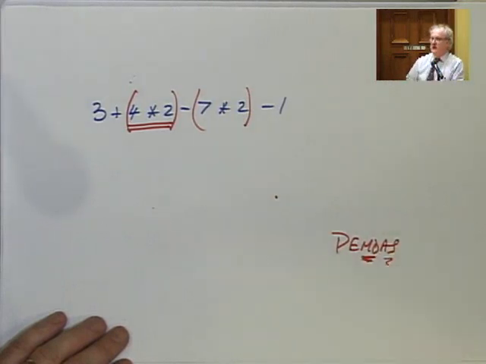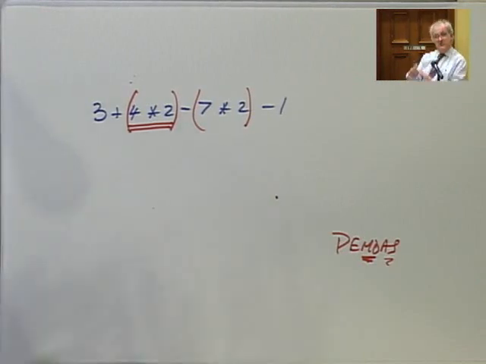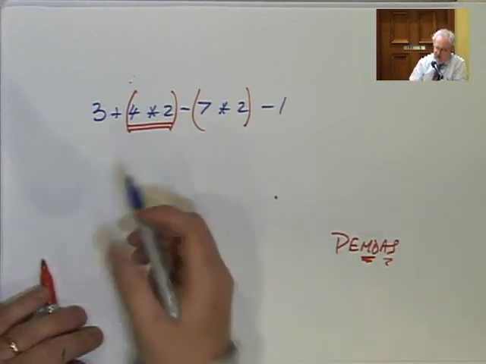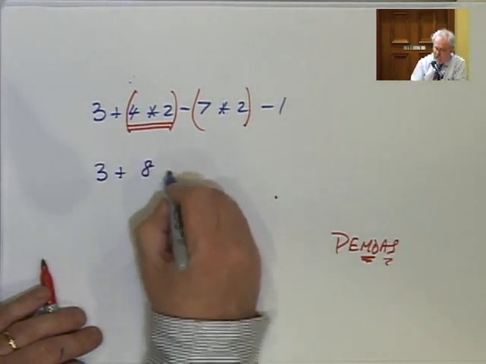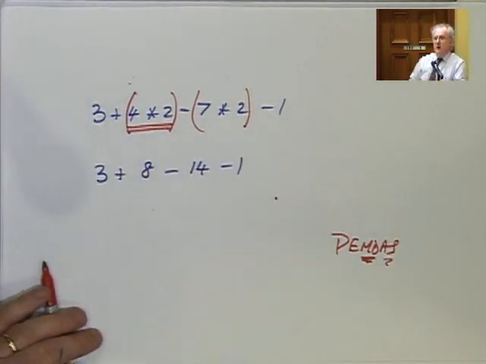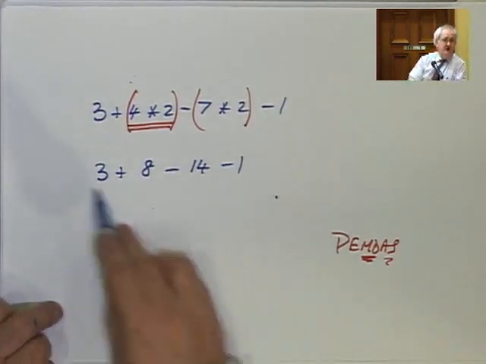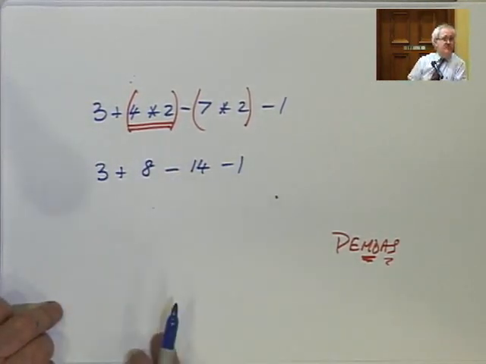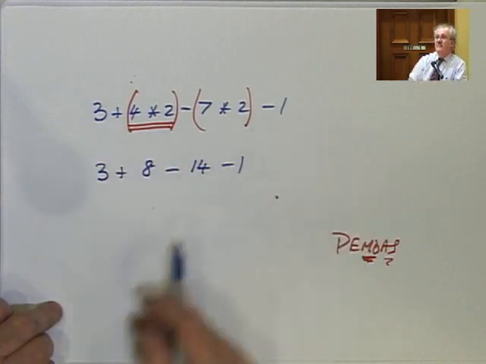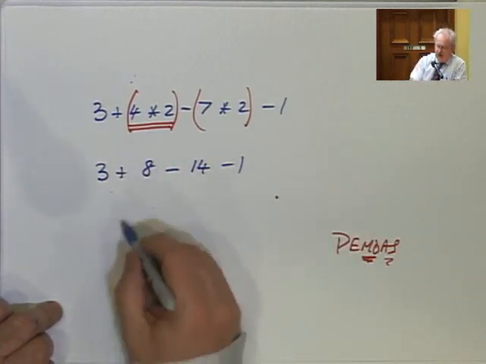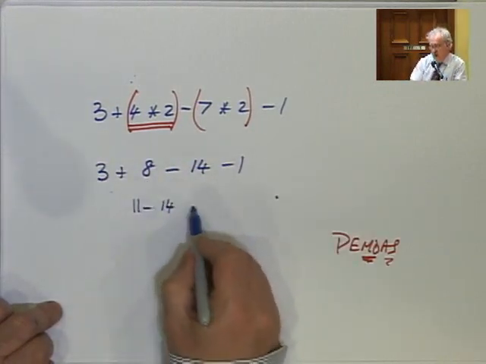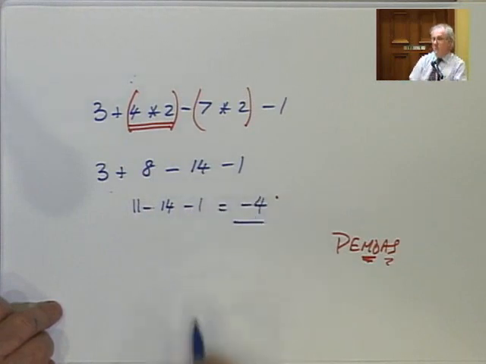Multiplication and division come before addition, they're more powerful than addition and subtraction. Clearly, if there are brackets, you do that exactly first. So the answer turns out to be 3 plus 8 minus 14 minus 1. And now it doesn't really matter what order you do those in, because you're just reading left to right. So 3 plus 8 is 11, minus 14 is minus 3, minus 1 is minus 4.